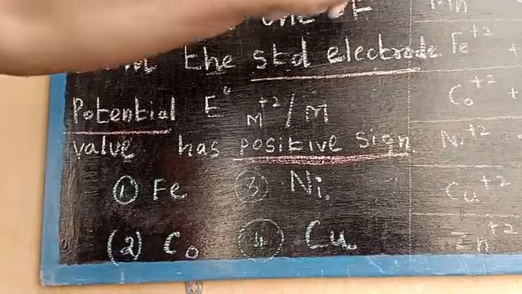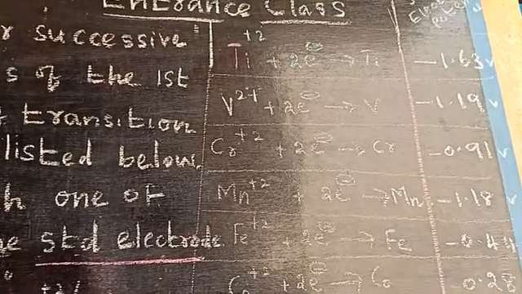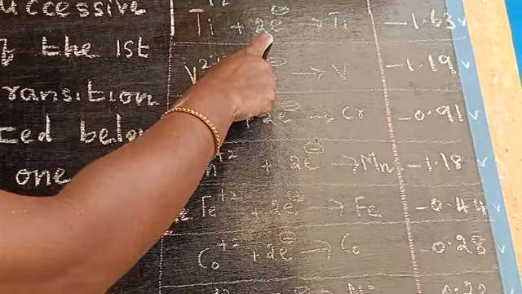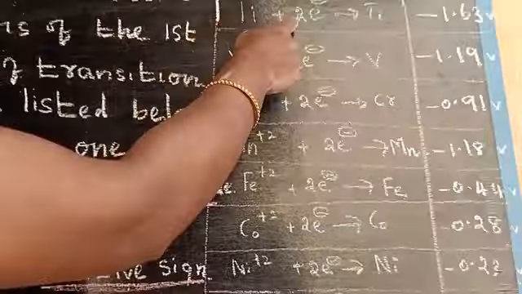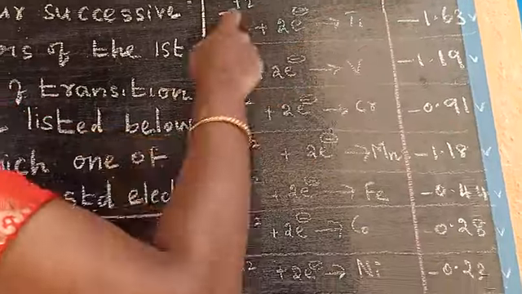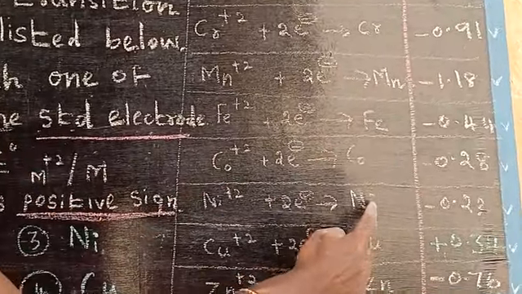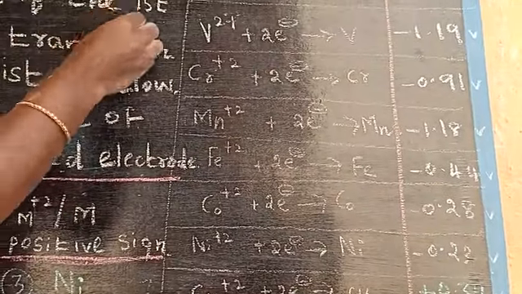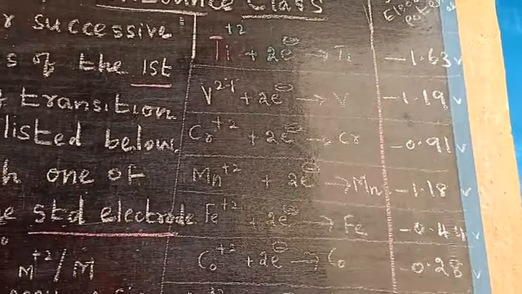Okay, so now I am writing, children see this, a tabular column. Writing M2 plus to M, that means 2 electrons are gained, to give titanium. So titanium 2 plus plus 2 electrons gives titanium. Now the standard electrode potential value is minus 1.63. In the same way: titanium, vanadium, chromium, manganese, iron, cobalt, nickel, copper, zinc. I am writing this first series, as the question is about the first series, as well as the standard electrode potential.